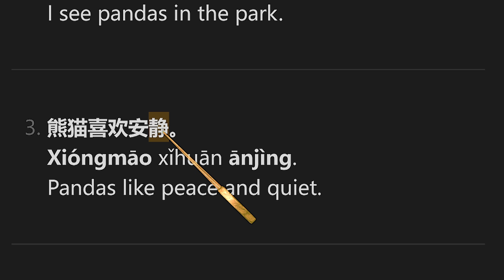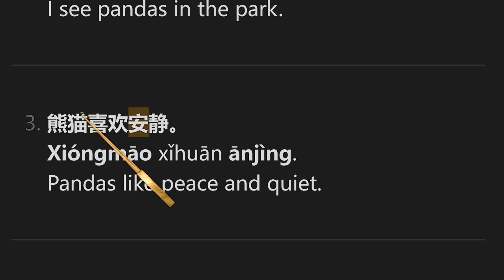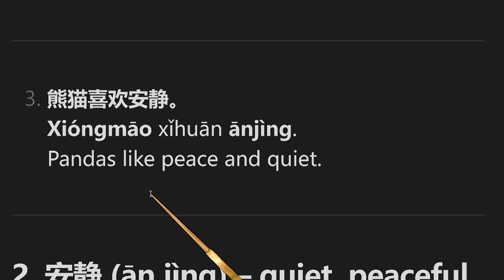So I checked. 安 is peace, and 静 is a quiet place. As you can see, we have a girl at the bottom, and the roof character, the roof radical, on the top. So when a girl, or your wife, is under the roof, it represents peace in your life. Maybe something like that. 熊猫喜欢安静. Pandas like peace and quiet.